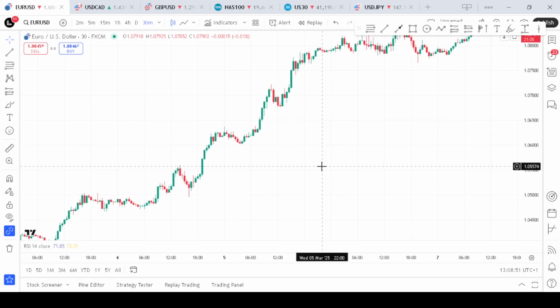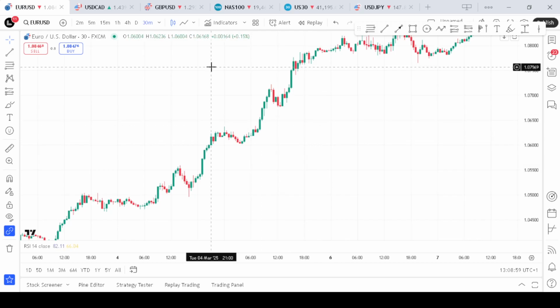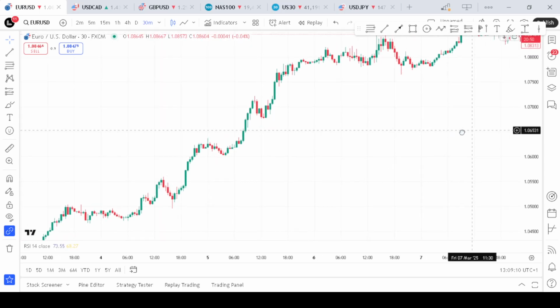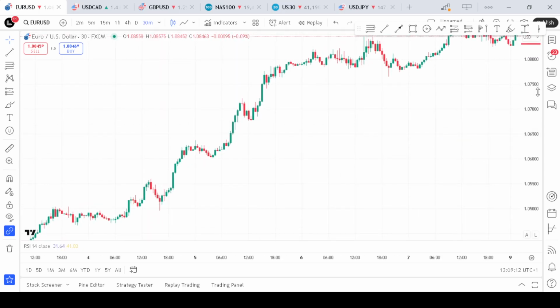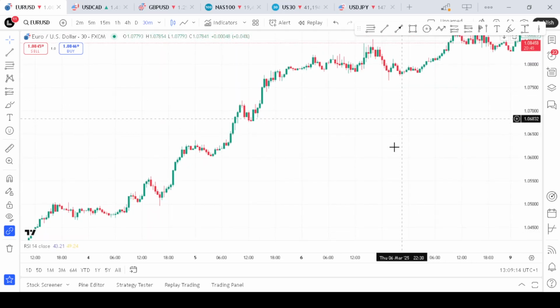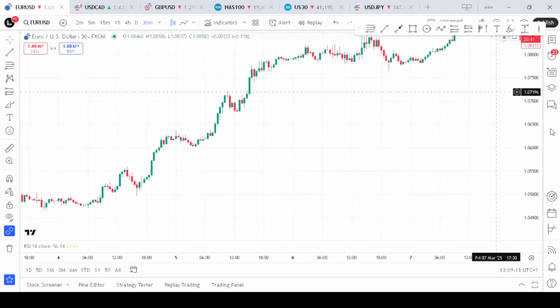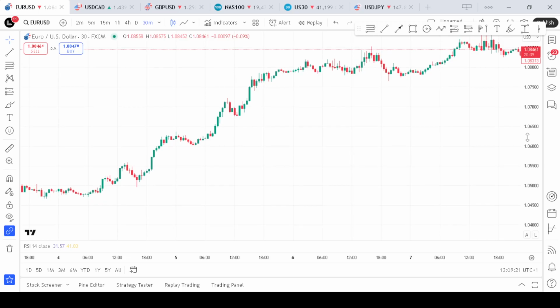And in today's video, we are going to be talking about the best TradingView chart types. This includes the line chart, the bar chart, the volume footprint chart, the Heikin Ashi chart, and the candlestick chart. Each of these chart types provides unique insights into the market movement that can significantly enhance your trading analysis.